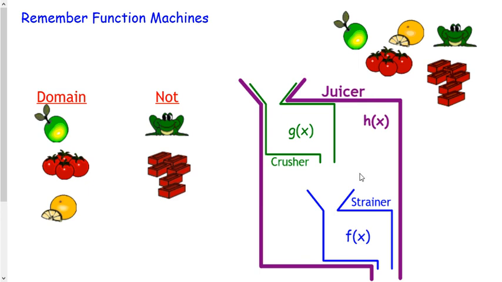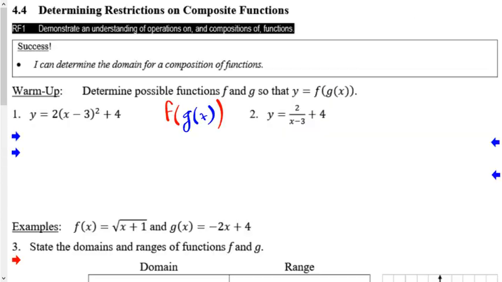So there's the review of how we look at this: what's acceptable into g of x, what fits in that domain. And then we think about what's the range of g of x. Does that actually fit the domain of f of x? Now let's look at the lesson.